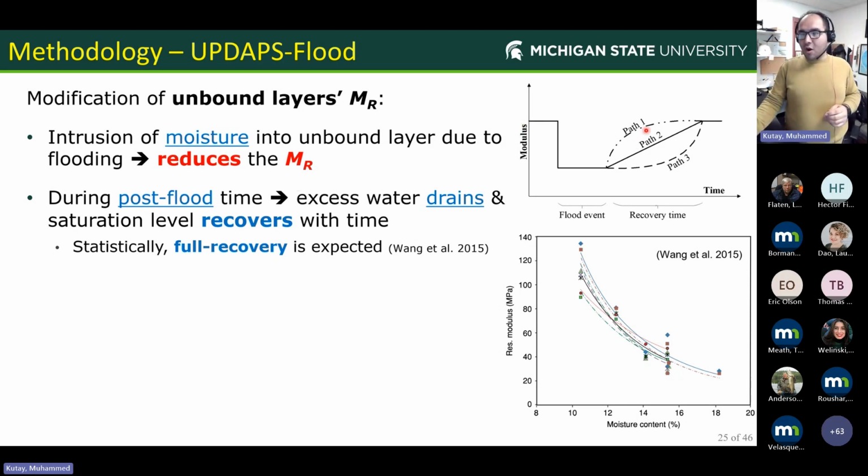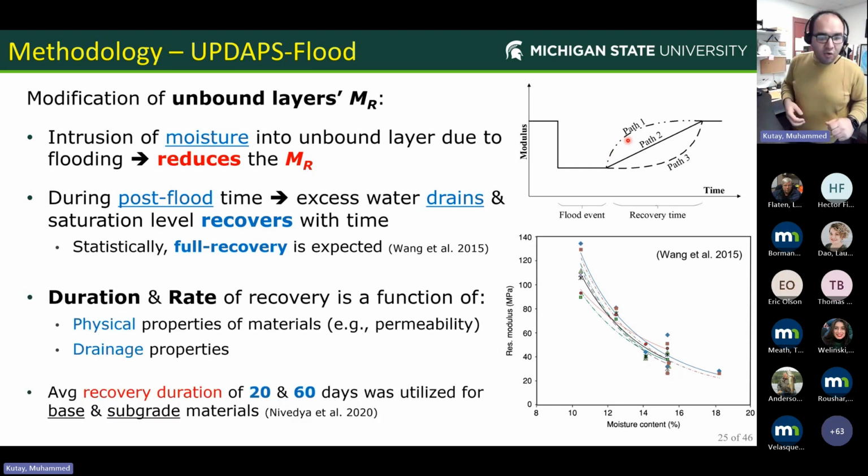And we are assuming different paths. So we are considering how this recovery rate is happening. It can be linear, it can be delayed, it can be very accelerated. The duration and rate of the recovery is just a function of physical properties and drainage properties. So there are lots of things affecting that.